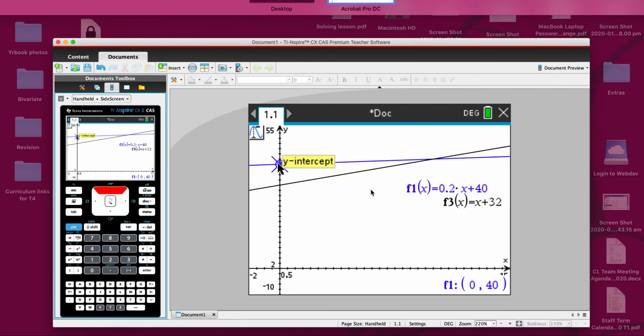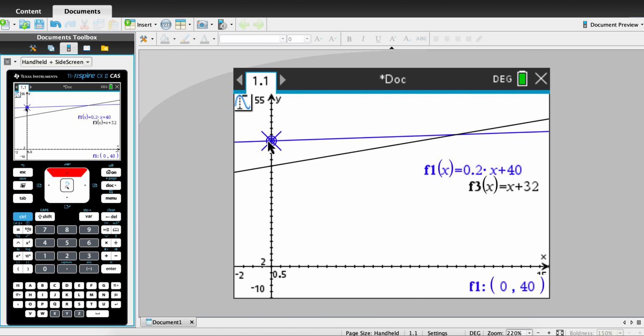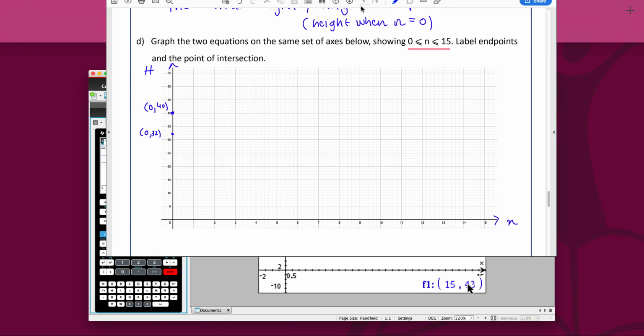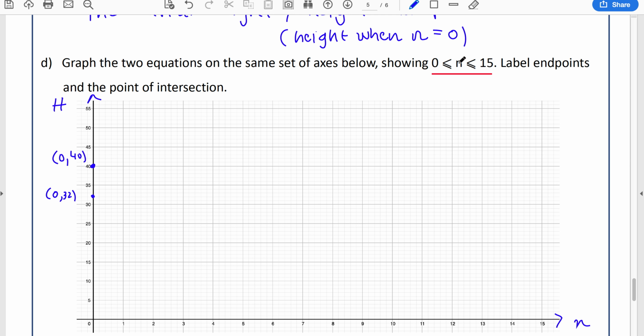So I'll do this blue one first, which was our first graph, and I'm just going to type 1, 5, so it takes me to the value over here at the end point of the graph. So 15, 43 is what I want. So 15, and we start at 40, but it's then 41, 2, 3.